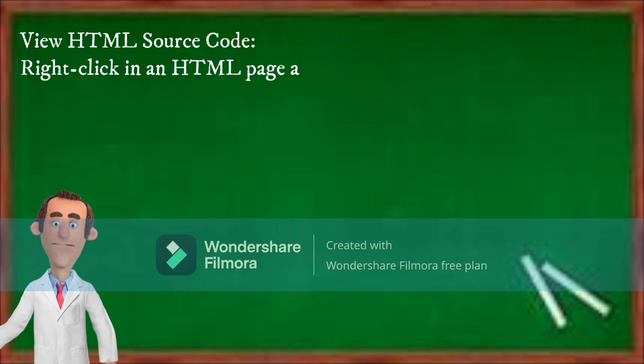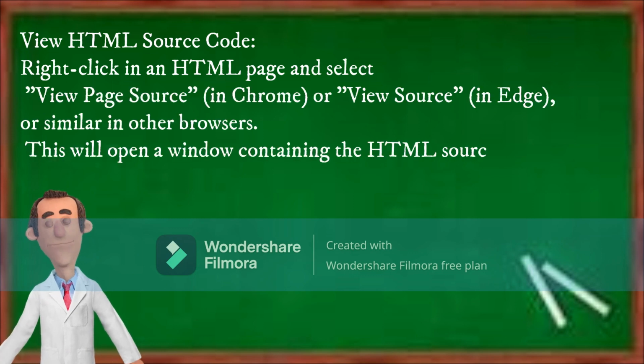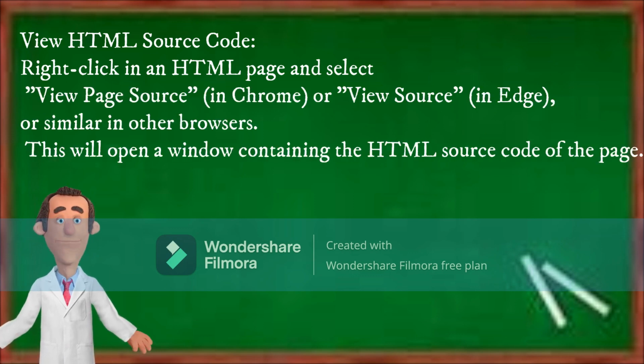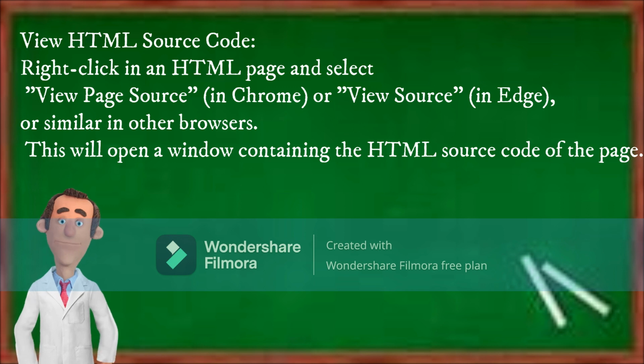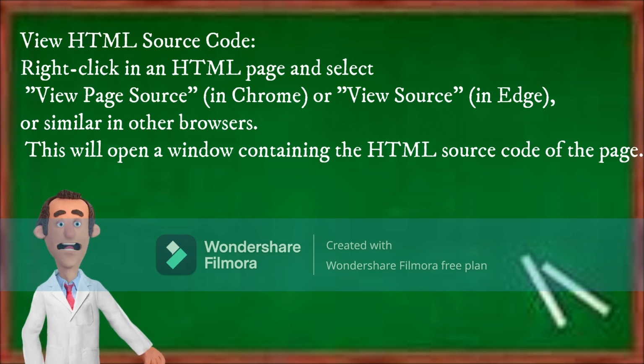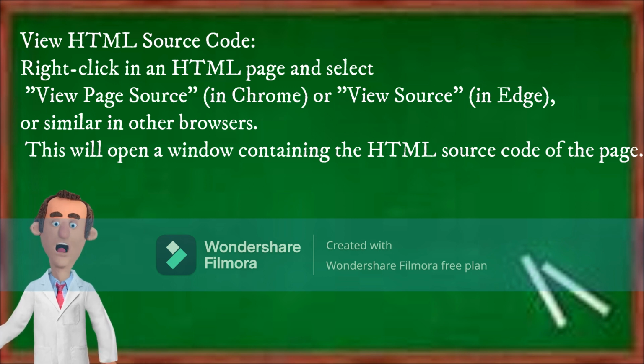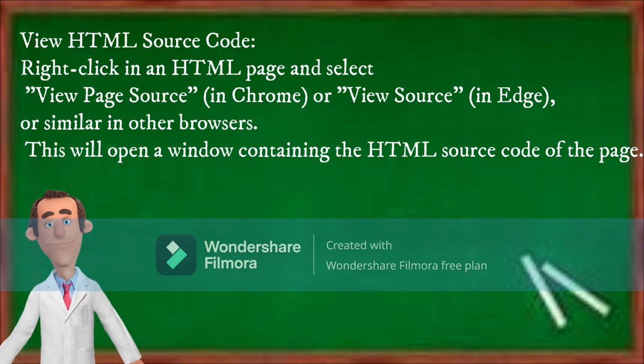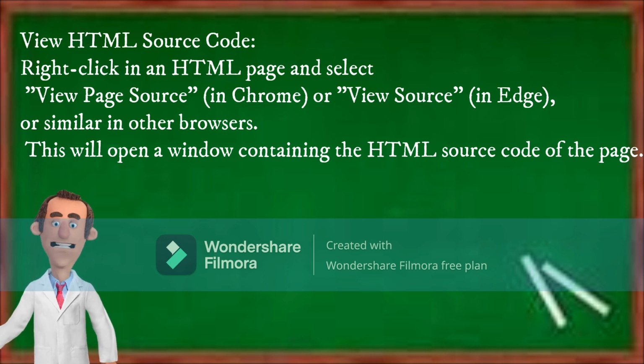Now I will teach you how to view HTML source. Have you ever seen a web page and wondered, hey, how did they do that? View HTML source code. Right-click in an HTML page and select View Page Source in Chrome or View Source in Edge, or similar in other browsers. This will open a window containing the HTML source code of the page.